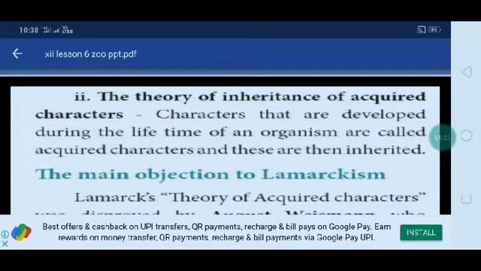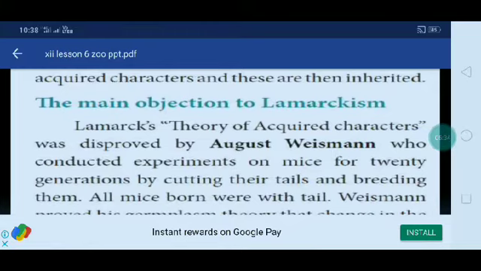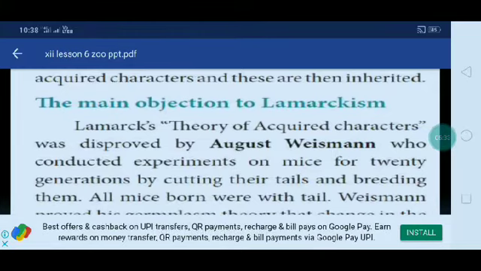Characters that are developed during the lifetime of an organism are called acquired characters, and these are then inherited. The main objection to Lamarckism.